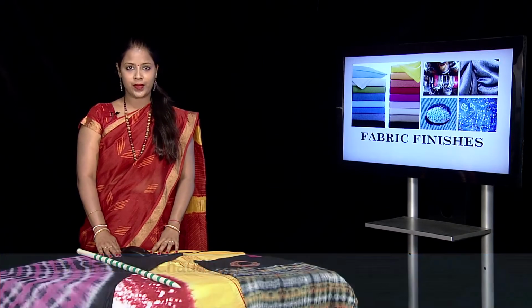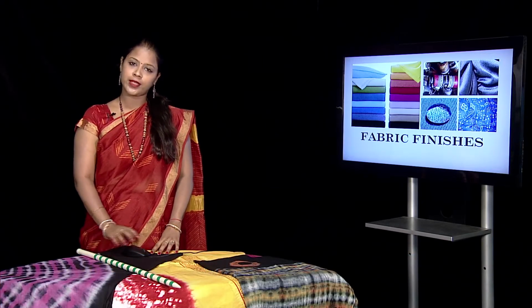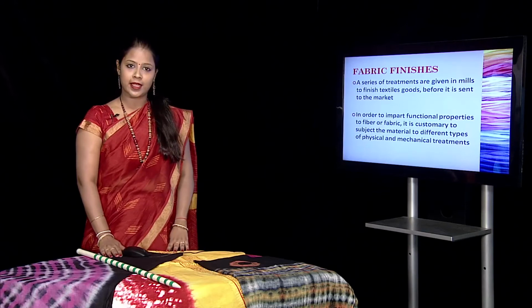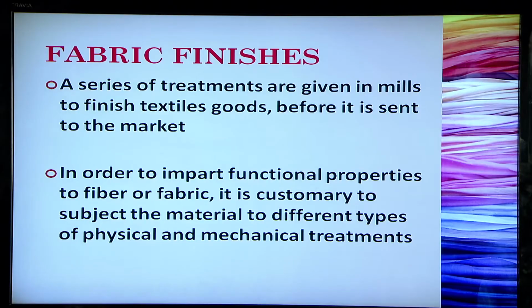Today we'll be talking about fabric finishes, which are used to enhance the appearance and the properties of the fabric while making it suitable for the consumer. A series of treatments are given in mills to finish textile goods, like dyeing, printing, bleaching and scouring, before it is sent to the market. In order to impart functional properties to fiber or fabric, it is customary to subject the material to different types of physical and mechanical treatments, which are called finishes.